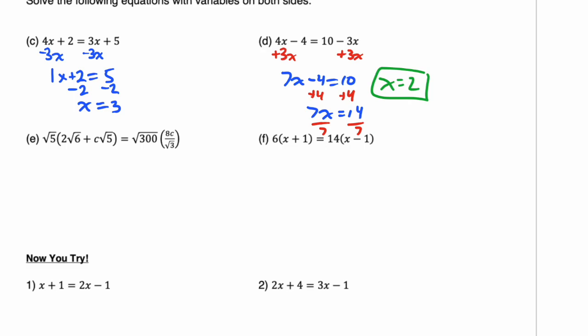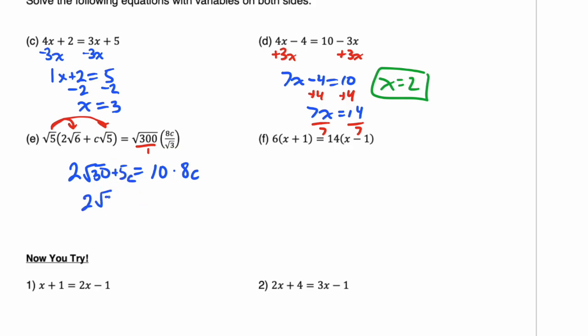Okay, the next one looks much more challenging because of the surds, but it's not too bad. We can expand the brackets here, and we can simplify this as well. Let's just start with this side. So that's going to be root 300 over 3, which is root 100. So it's actually just the same as 10 times 8c. And over here we're going to have 2 root 30, because root 5 times root 6 is root 30. Plus root 5 times root 5 is 5, so this is going to be a 5c.